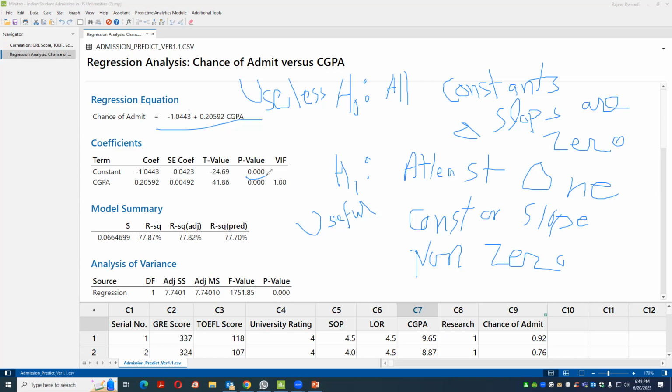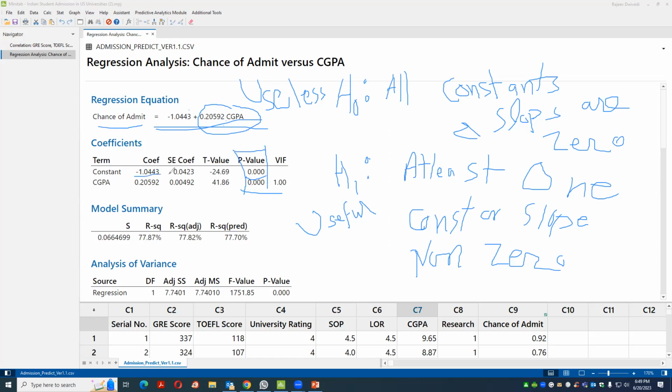Useful. Yes, useful. So constant is a useful predictor. What about GPA? Is GPA useful or useless? Also useful. Very good. So GPA is also useful, which means this equation is useful, which means GPA is a useful predictor to predict chance of admission. So we understand the importance.